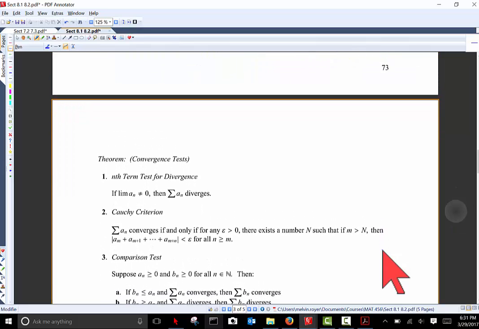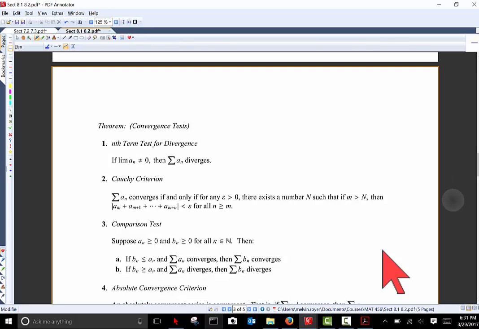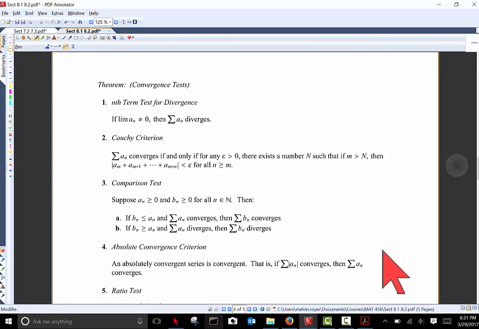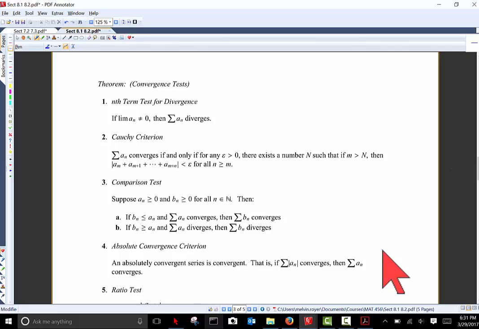The next page of the notes is a table or a list of the convergence tests, most of which you've seen in Calc 2. At the moment, I'll just talk about the first two here, and then later on we'll come back and discuss the rest and do some examples. For now, I just want to point out the nth term test for divergence and the Cauchy criterion. The nth term test says that a series whose nth term does not go to 0 has to diverge.